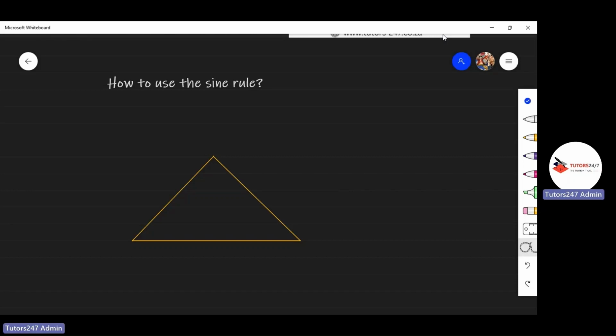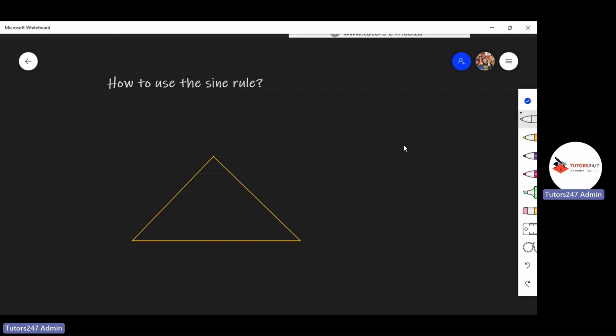Our topic of discussion today is 2 and 3-dimensional trigonometry. So we'll start by investigating how we can use our sine rule, followed by our cos rule, and finally our area rule. Once we have completed that, we will then move on to a few past paper questions.